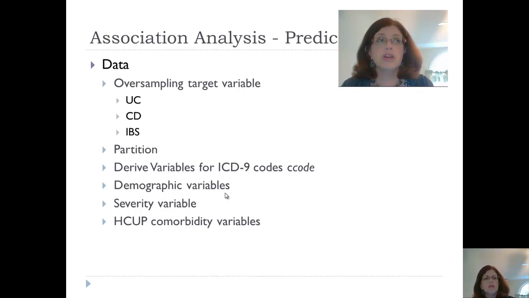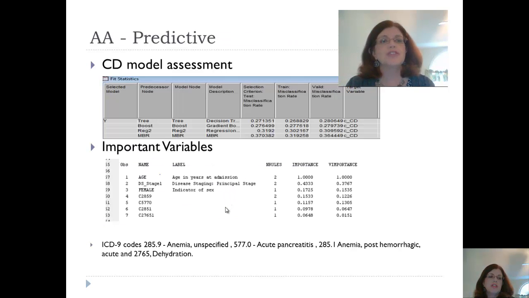Then we had higher level symptoms that were more common in the patient literature, the gastritis, reflux, and asthma. And as I said, we used the HCUP comorbidity variables. Those were common for all three, CD, UC, and IBS.